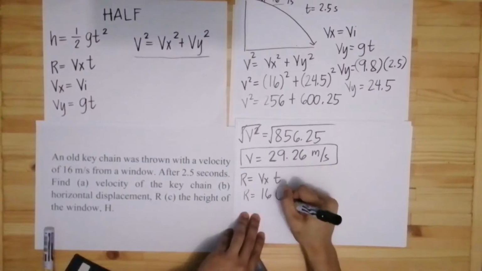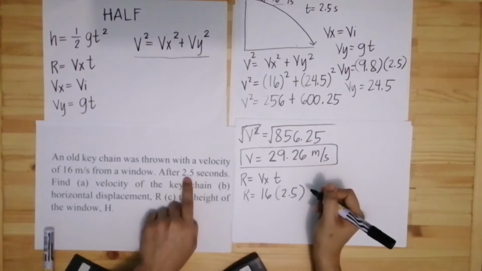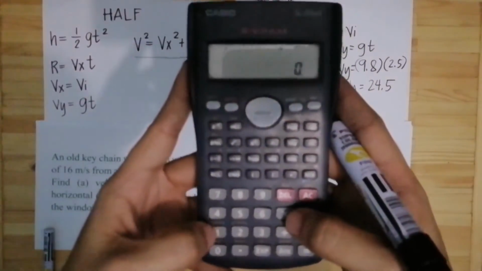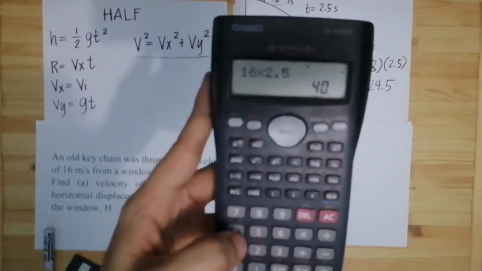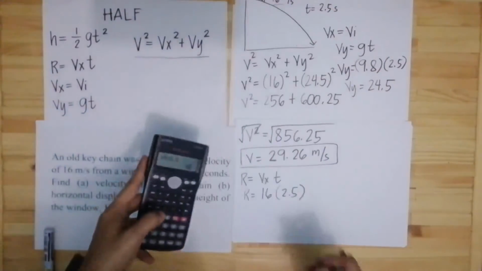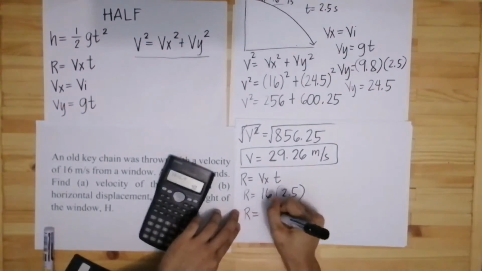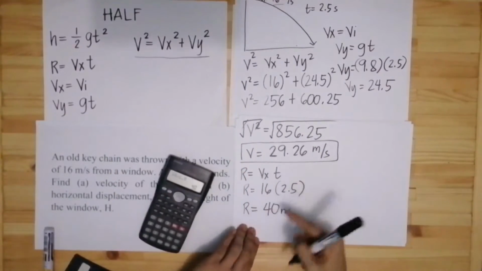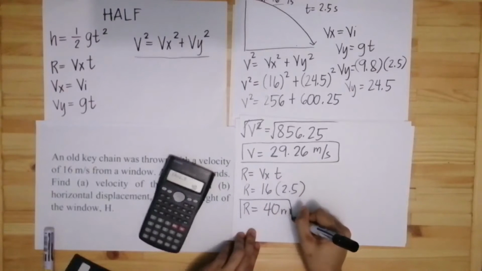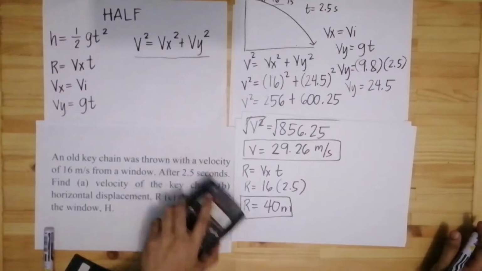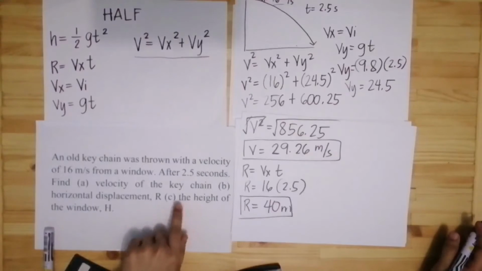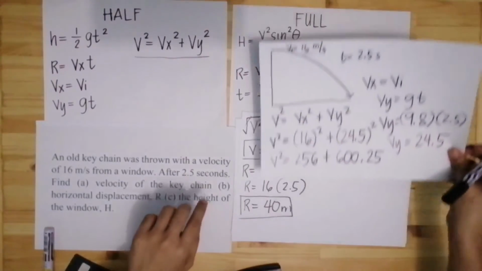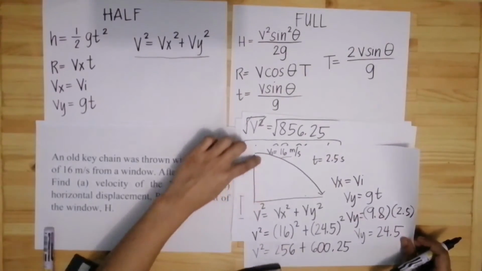16, then the time is 2.5 kanina. Ito yung binigay. So multiply lang daw yan. 16 times 2.5. That is equal to 40. The range is 40. Since range yan, gaano kalayo? That is meter. 40 meters. So, simple as that. What about letter C? What would be the height of the window? So, gaano daw kataas yung window?